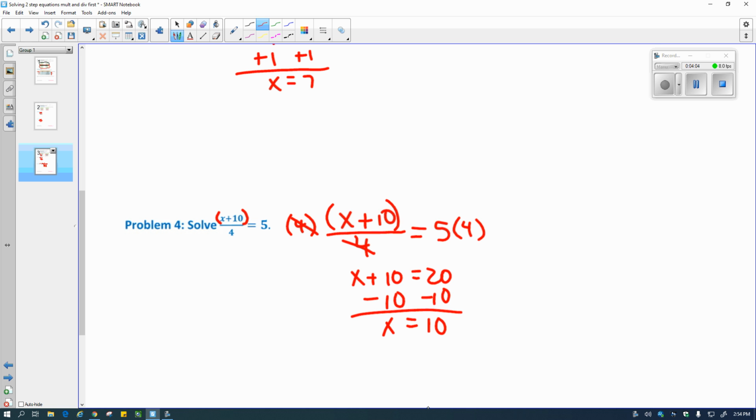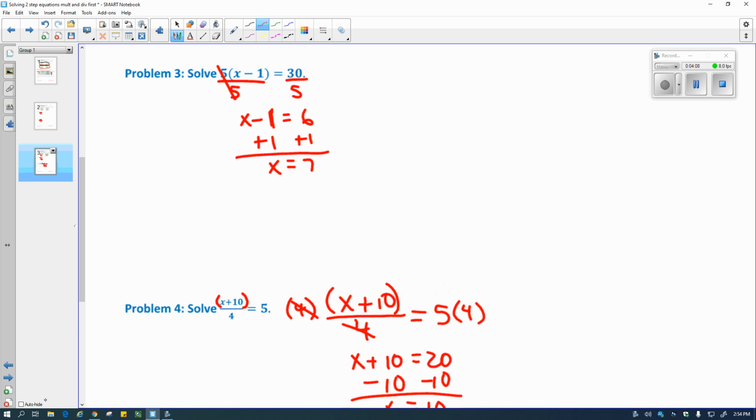So your job today is going to be working on this new kind of stuff where we get rid of the multiplication or division before we can reach into the parentheses. So you have 8 problems to go through, some with regular numbers and some with fractions.